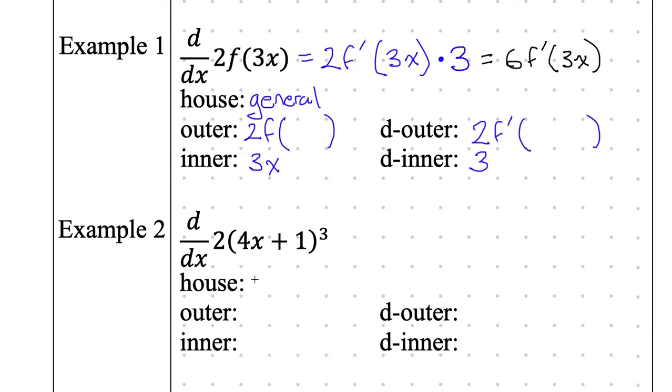Teflon: General. Good guess. It's the other one. Look at the title. There it is. Powerhouse. What is the outer of the powerhouse? I only have one hand. What is the outer? Stego: 2 parentheses. There it is. What is the inner? Eva: 4x plus 1. There it is.